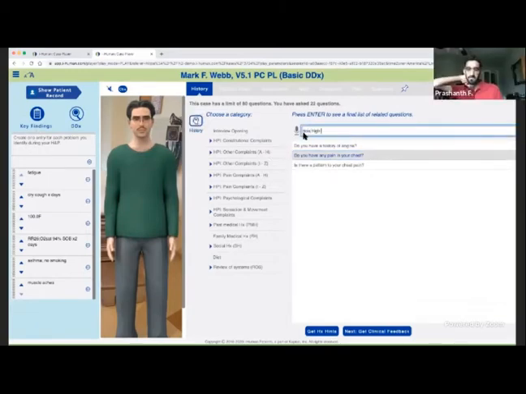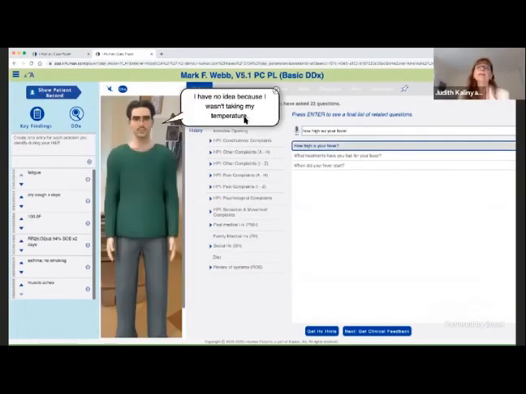Like if you've ever measured your fever, because I mean, if you just asked, how high is your fever? He has no idea. He wasn't taking his temperature. So you were right on. You first have to determine whether they're measuring it before you ask them how high. So good catch. Has he had any contacts?